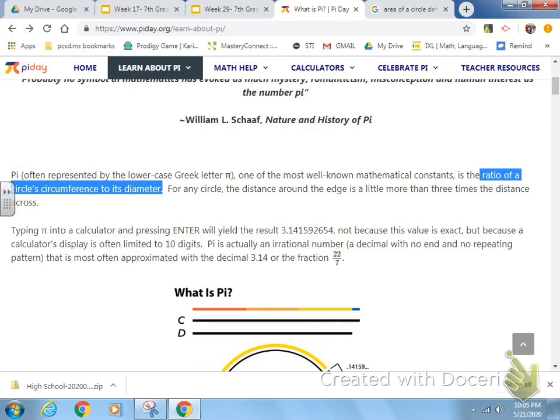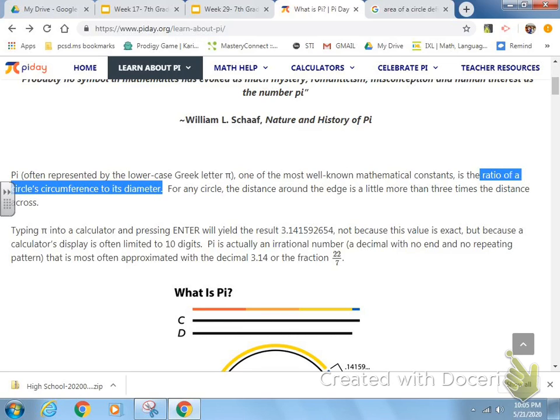So most of the time when you type pi into a calculator and press enter, you're going to see 3.141592654, and that's not because this value is exact, but because your calculator display is often limited to about 10 digits. Some calculators are smaller, so you may not even see that many decimal places. But pi is actually this cool thing called an irrational number, which is just a number that is a decimal with no end and no repeating pattern.